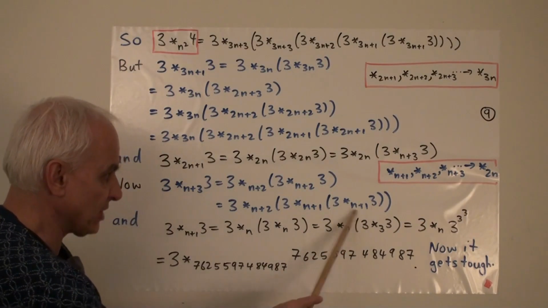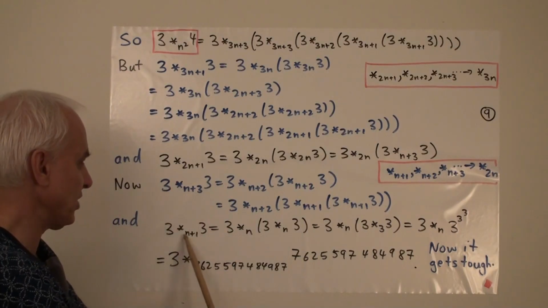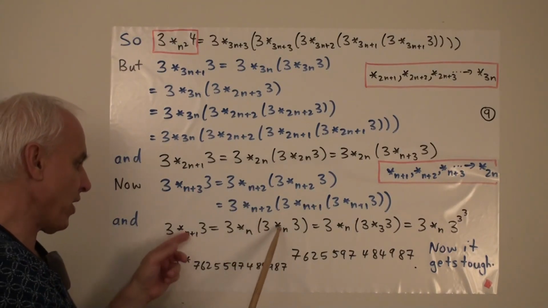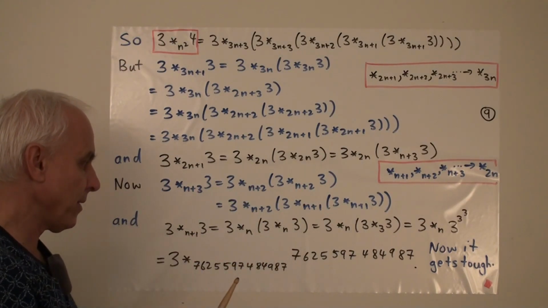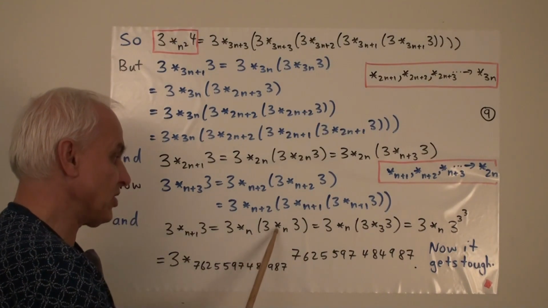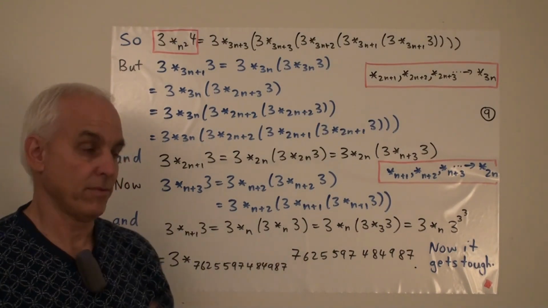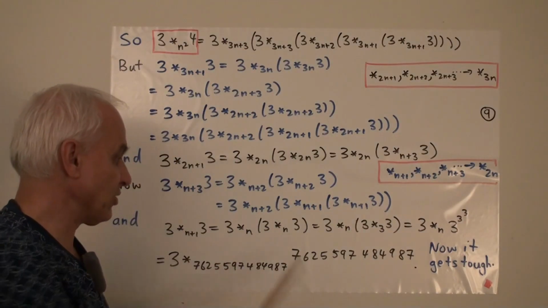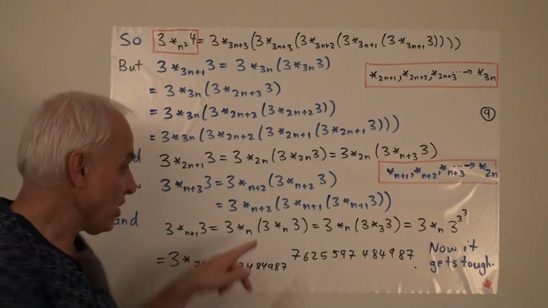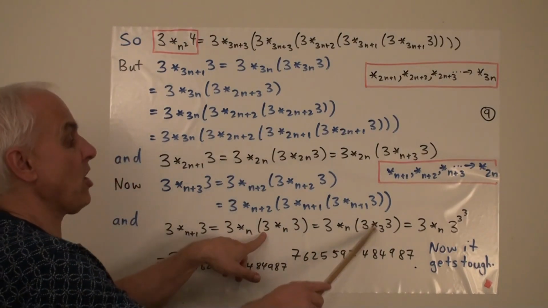We're going to just peel this last one off. It's simpler than this one. It's 3 star n plus 1, 3. So that's 3 star n times 3 star n, 3. And now this 3 star n, 3 is something that we can touch base with, because we know star n is just the limit of star 1, star 2, star 3. So 3 star n, 3 is 3 star 3, 3.